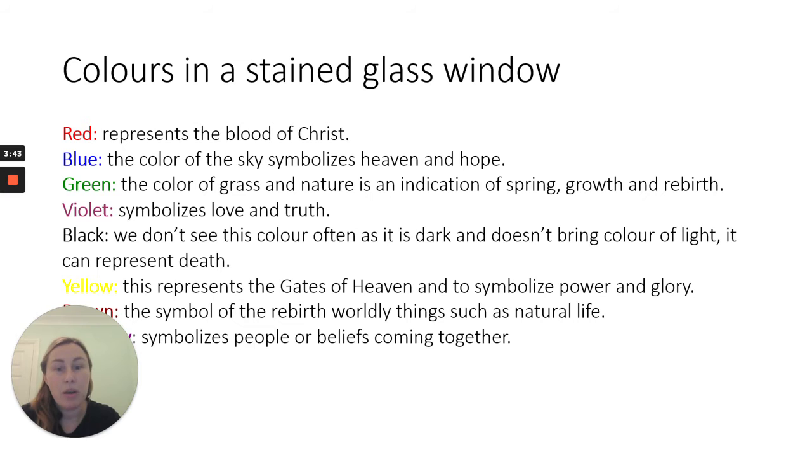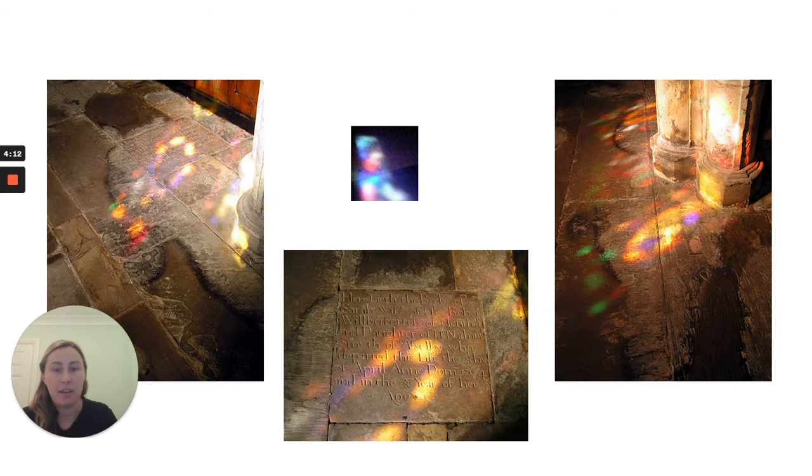Brown symbolises rebirth and the worldly things and the natural life like the soil, and we see that with the greens when we look at Easter and rebirth and natural parts of our Bible stories. And then the rainbow with all the colours together symbolises people and everybody coming together in church and everybody's beliefs coming together as one, similar to all the colours of the rainbow coming together.